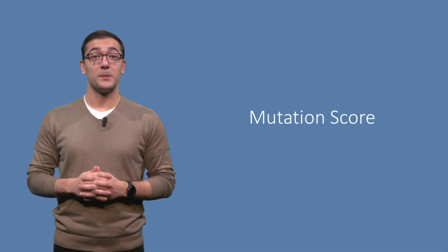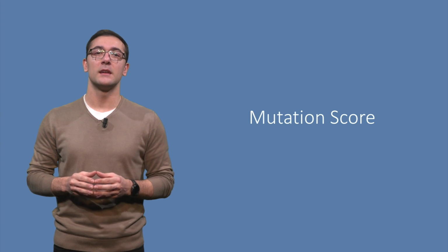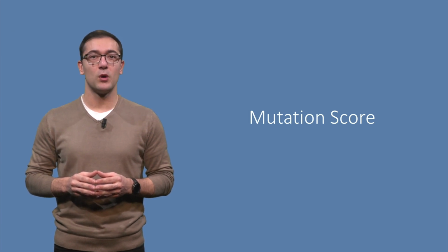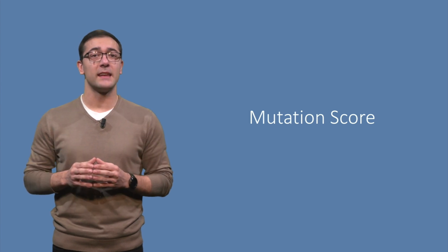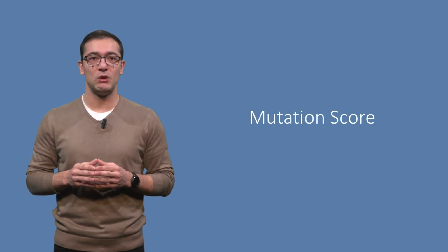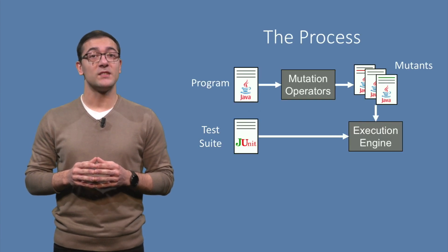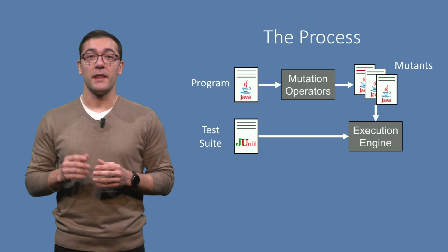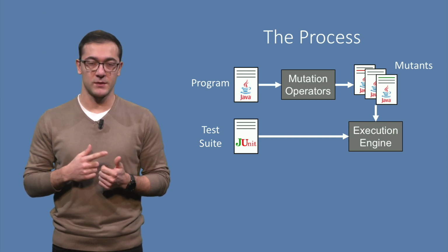Hi! In the previous lectures, we covered the main principle of mutation testing and introduced some common mutation operators. With these building blocks, we can finally see how to use mutation testing in practice. There are three main steps in mutation analysis. The first step is generating mutants using the mutation operators.